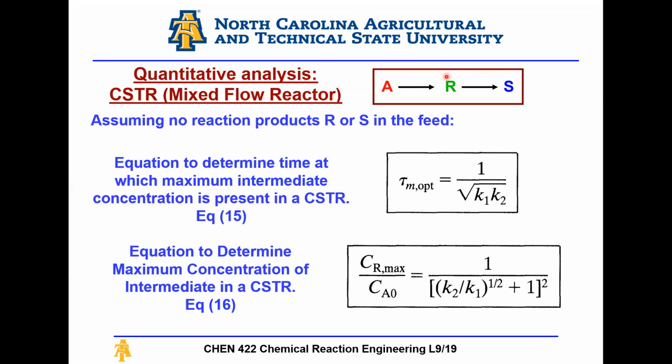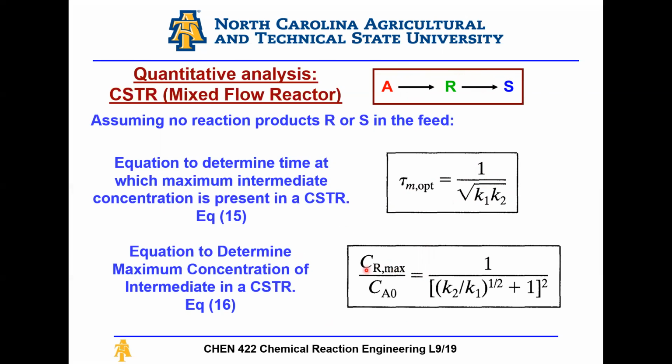So I have 2 governing equations similarly. First one is for time, so tau for a mixed reactor, the optimum time, and this is the equation to determine the time at which the maximum intermediate concentration is present in a CSTR. So this is the time at which I have C_R max in a CSTR, and this is basically 1 over the square root of K1 K2. K1 is the reaction rate constant for this first reaction, K2 is the reaction rate constant for this second reaction.